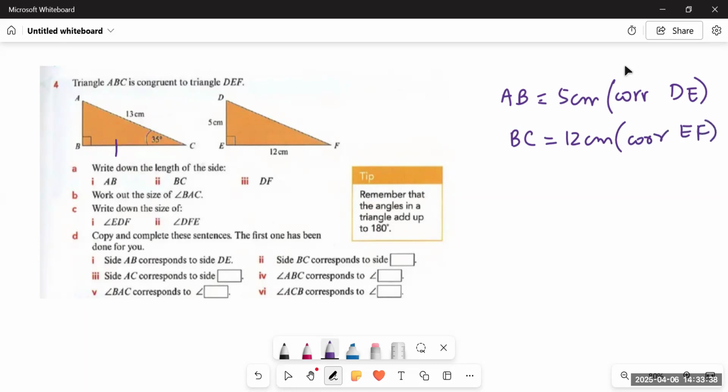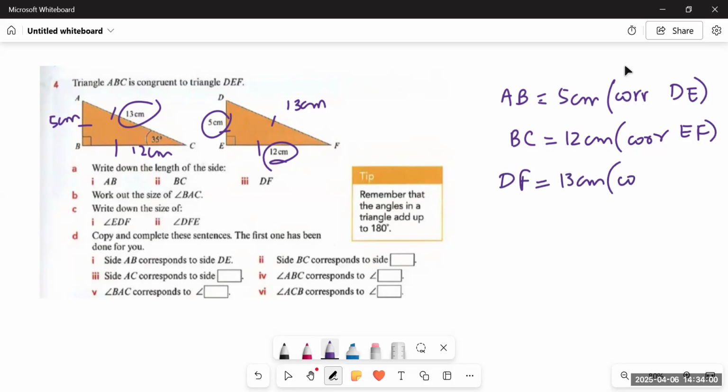These two sides are corresponding to each other. So if this is 12 centimeters, this would also be 12 centimeters. These two sides are corresponding. So if this is 5 centimeters, this would also be 5 centimeters. Similarly, these two sides are corresponding. So if this is 13 centimeters, this would also be 13 centimeters. So if you have to find out the side DF, DF would be 13 centimeters. It's that simple. It's just finding the corresponding sides and figuring out where they would be equal to each other.